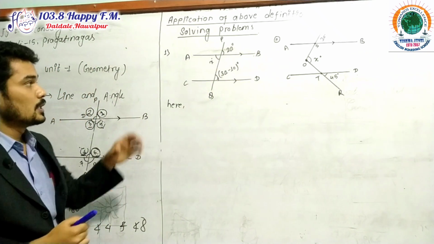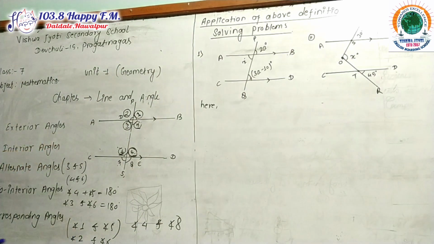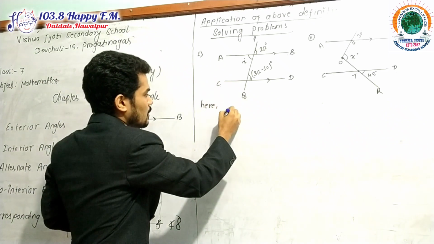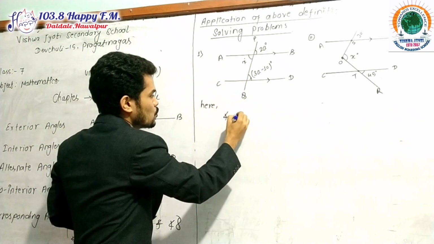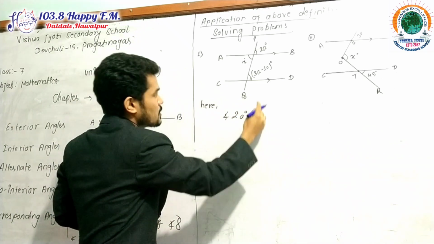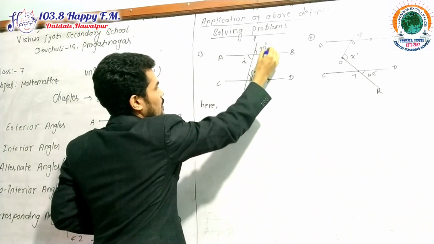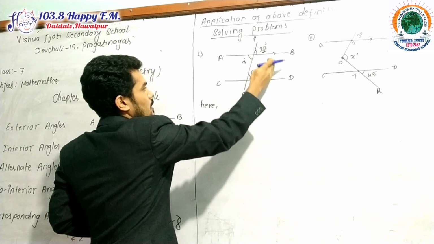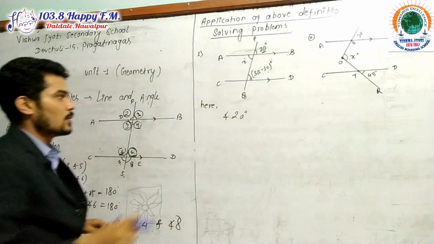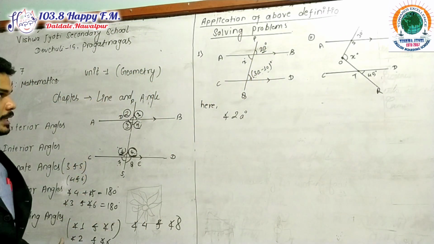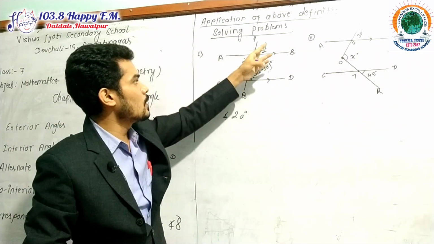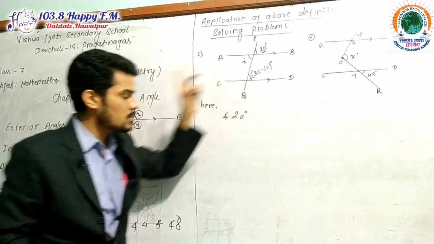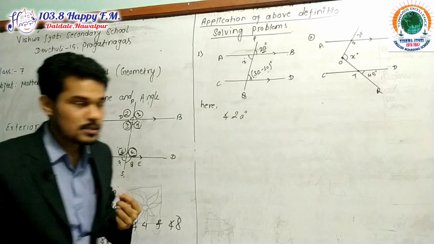So you can see here alternate angles, co-interior angles and corresponding angles. Here 2a degree is the exterior angle, and 3a minus 10 degree is the interior angle on the same side. One is exterior, one is interior. What are those angles? Corresponding angles, because on the same side one is exterior and the other is interior. I have told you corresponding angles are always equal.